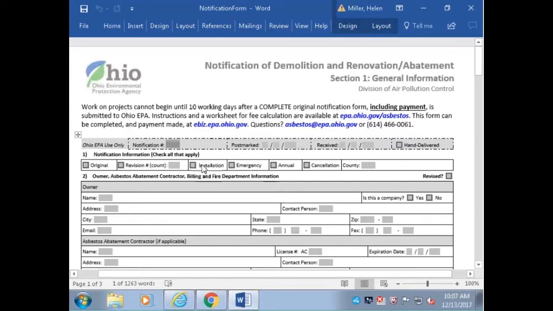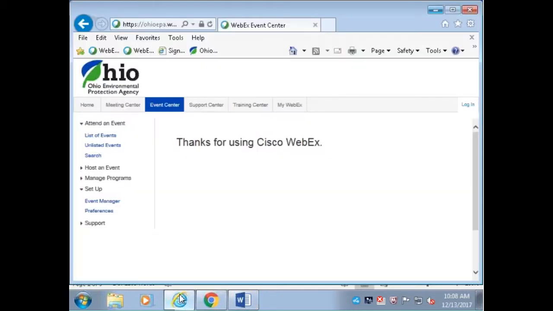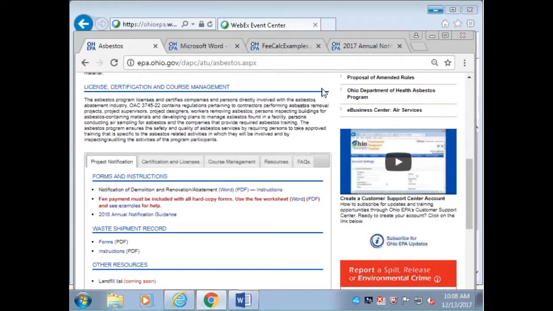So, number one, notification information. Check all that apply. If it's an original, you'll be marking an original. If you're doing revisions, you can mark revision and go up in the revision number, so revision 1, 2, 3, 4, etc., like we've done in the past. If it is an installation, so what is an installation? We do have it in the directions. Actually, let me flip over real quick to the directions.